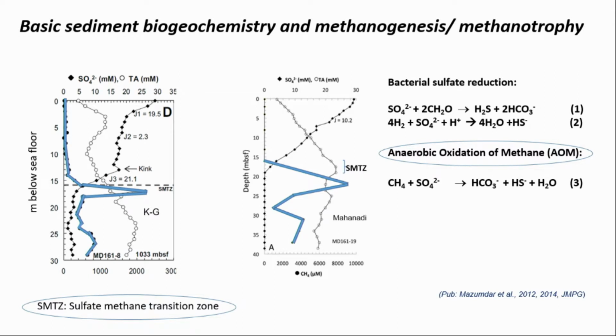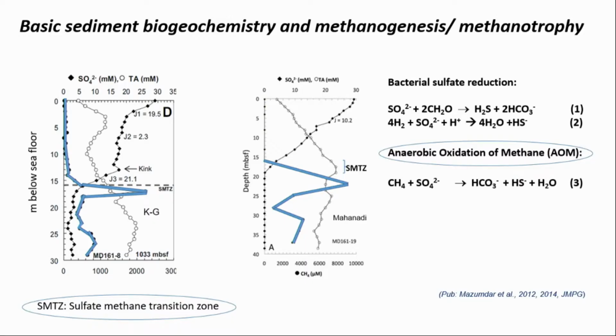One is the microbially generated process, or called microbial methane gas. Another is known as the thermally generated or catagenically generated methane gas. In this particular diagram, which we call the basic sediment biogeochemistry and methanogenesis or methanotrophy, you can see that below the seafloor, as we go down, certain processes are happening.